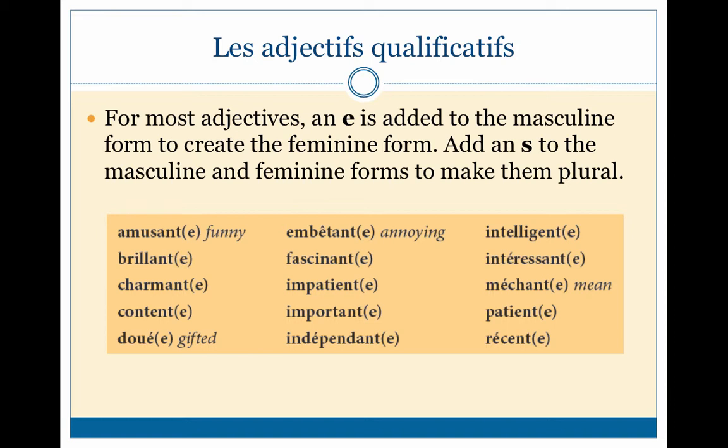So let's do some pronunciation of masculine feminine here. Amusant, amusante. Brillant, brillante. Charmant, charmante. Content, contente, which would mean really more happy rather than content. Doué, doué. We don't hear too much of a difference because you've already got that A sound in there with that E. As you can see, all of these have that T.